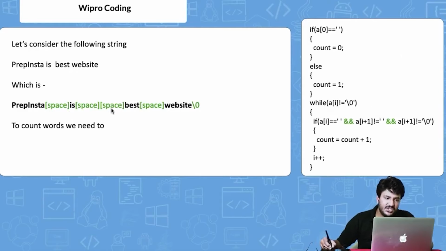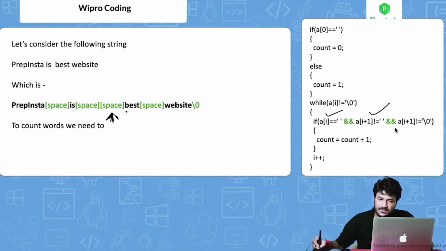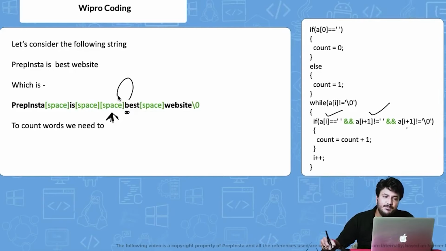Now finally we reach this space here, right? Now a of I is equal to blank space. Yes, this condition is satisfied. A of I plus 1 is not equal to blank space. This is equal to B, right? So obviously this condition is also satisfied, right? Then finally this last condition, A of I plus 1, which is B, correct? It is not equal to backslash 0. So obviously this condition is satisfied. So before even reaching B, already we have increased the count.